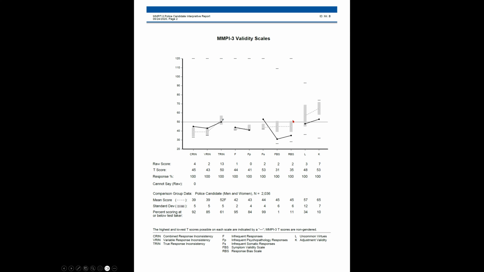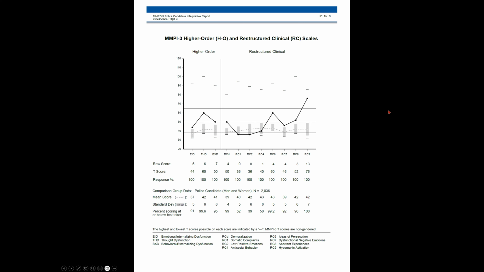Next, we'll take a look at a police candidate, a 23-year-old male police candidate. In this case, scores on the underreporting scales are lower than what we typically find among police candidates. He's at the 10th percentile on the K scale, raising at least the question of why he didn't try to look a little bit better.